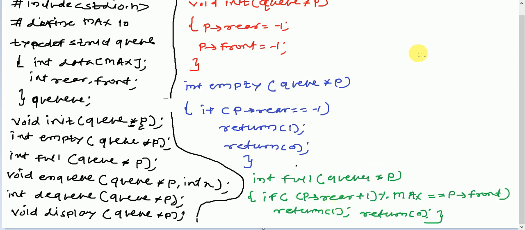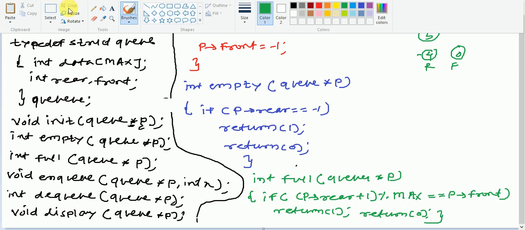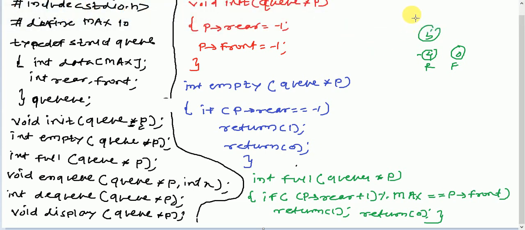So look here, if my P of rear is at 4 and the size of Q is 5, my rear is at 4, my front is at 0, and all the fields are occupied. 3, 2, 1 are all occupied over here. So 4 plus 1 is 5, 5 mod 5 is 0, so 0 is my front value. At that time I can say my Q is full. Okay, so now let's go for the next thing, that is the insert Q function. So we'll go for insert Q now.